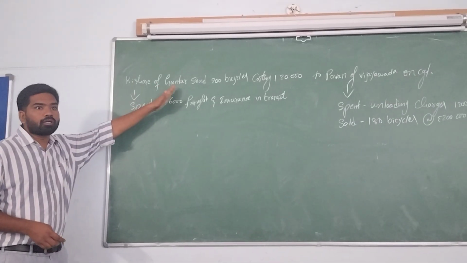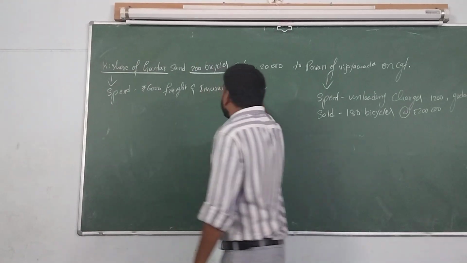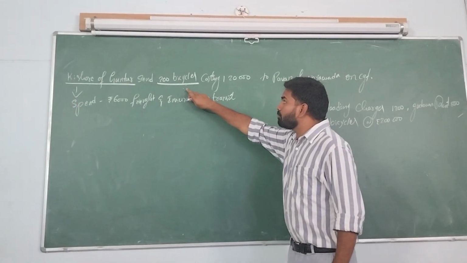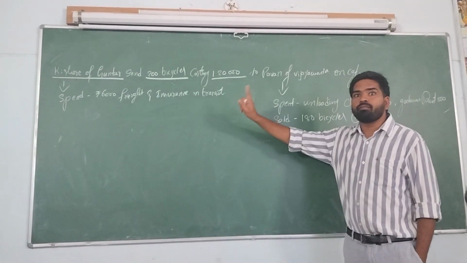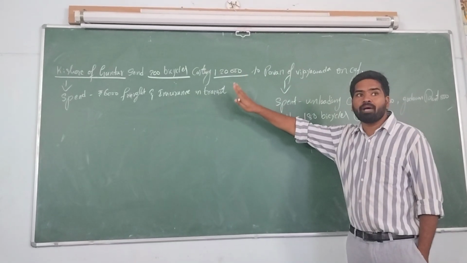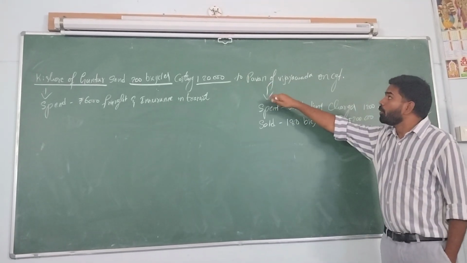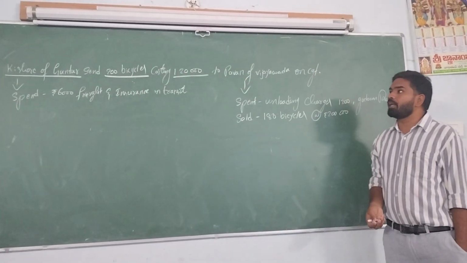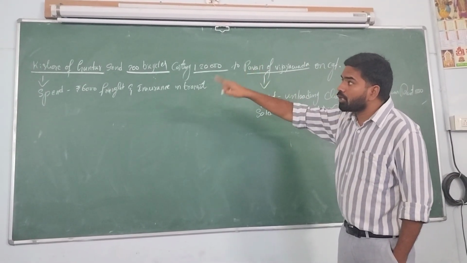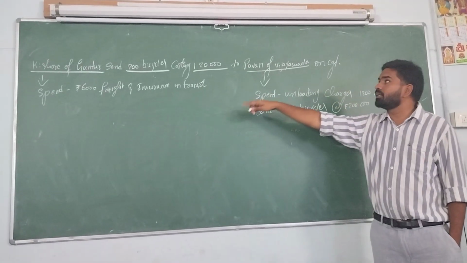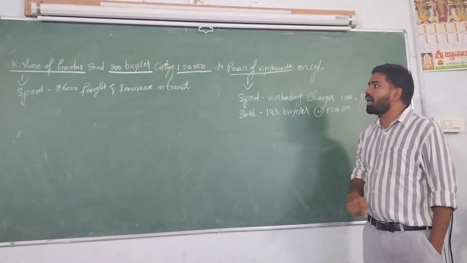Kishore of Guntur sent 200 bicycles costing 1,20,000 rupees. Sent to whom? Pavan of Vijayawada on consignment. So Kishore of Guntur sent 200 bicycles costing 1,20,000 rupees to Pavan of Vijayawada on consignment.